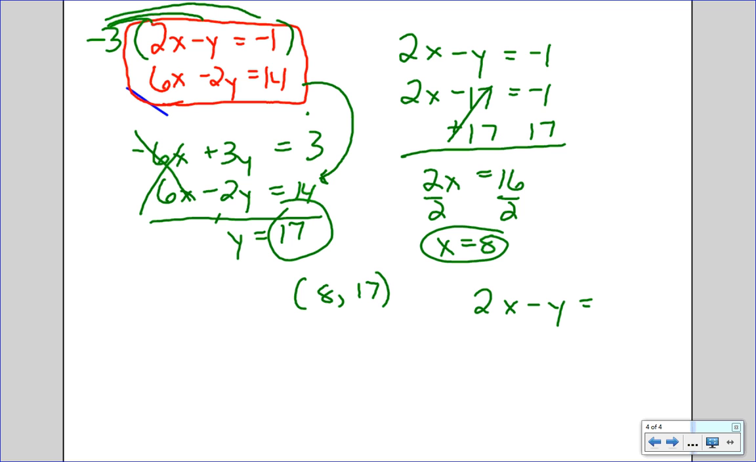2x minus y equals -1. I'm going to use that one. 2 times 8 minus 17. Does that equal -1? 16 minus 17. Yep, sure does. Ta-da, we did it right.